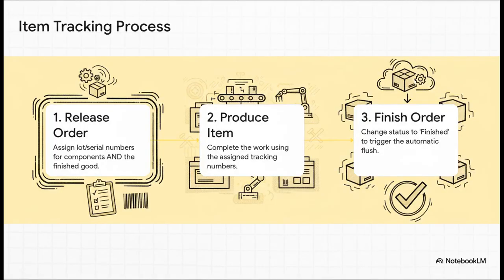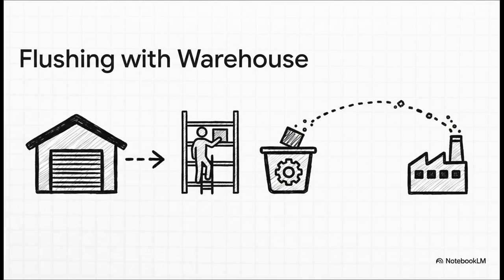Let's just walk through it. Say you're using backward flushing. Step 1, when you release the order, you go in and assign the specific lot numbers. Step 2, you go do the actual production work. And step 3, when you finally change the status to finished, the system already knows exactly which lots to consume. The backward flush works flawlessly. It's really that straightforward.